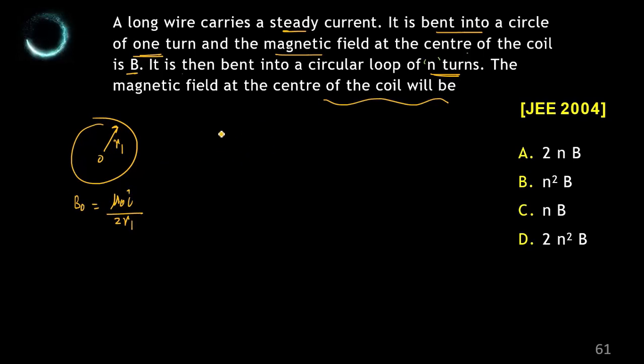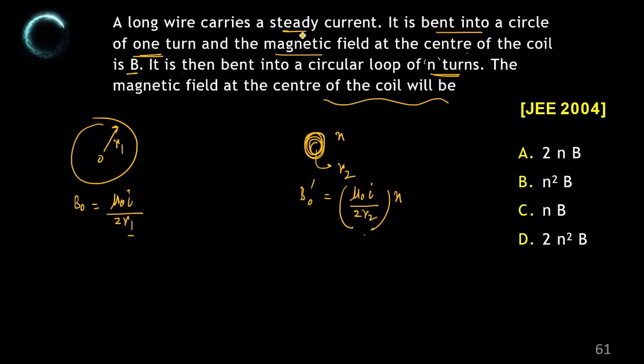Now we bend it into n number of turns. Let us say the n number of turns are there. For this situation, let us say R2 is the loop radius. So B at point O for the second situation, let us say B prime, should be equal to mu naught I, the same current, by 2R2, but you should multiply it by n number. Now you have to draw the relation between R1 and R2.